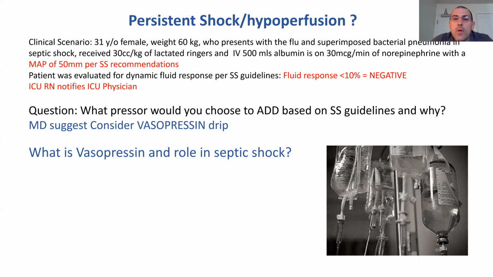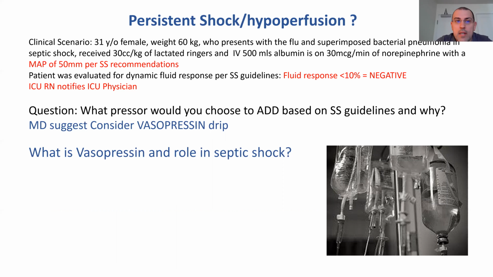So now let's move on. So we continue with our persistent shock state here. We have our 31-year-old female again, and she got her 30 cc's per kilo lactated Ringer's bolus. She got an additional 500 mLs of albumin. She's on 30 mics of norepinephrine, and she's still hypotensive. So per the Surviving Sepsis guidelines, what should we do next?